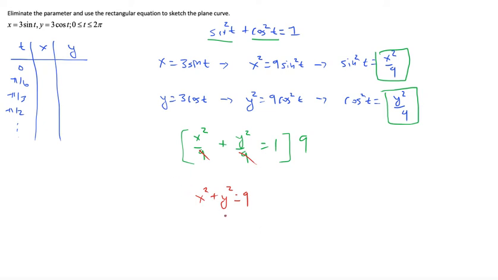Now, you can try to solve this for y if you want, but this is an equation that we should know. What is this the equation of? x squared plus y squared is equal to 9. Well, this is just the equation of a circle. It's the circle whose center is at 0, 0, and whose radius is 3.